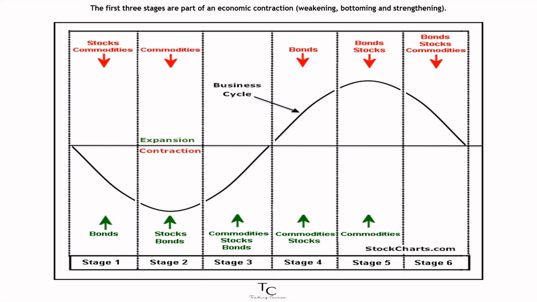The first three stages are part of an economic contraction, which are weakening, bottoming, and strengthening. Stage 3 shows the economy in a contraction phase, beginning to strengthen after a bottom. As the sine wave crosses the center line, the economy moves from contraction to the three phases of economic expansion, which are strengthening, topping, and weakening. Stage 6 shows the economy in an expansion phase, starting to weaken after a top.